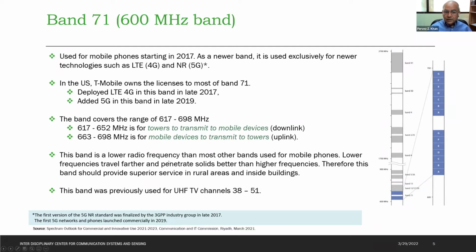Since this band is lower in radio frequency than most of the other bands for mobile phones, lower frequencies travel farther, penetrate solids, and give you better coverage. This band was earlier used by UHF TV for channels 38 to 51. And these are the details of how it is subdivided with a 10 kilohertz guard.